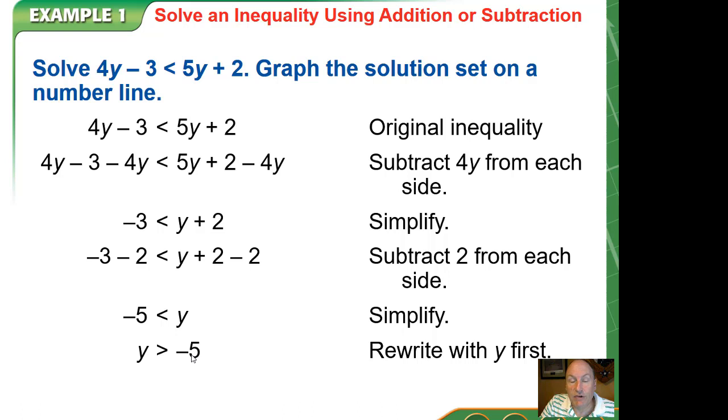So now we're going to graph this on a number line. Since there's a greater than, we're going to look at all the numbers that are on the right side of negative 5 on the number line, but not including negative 5. Now, if this was y greater than or equal to negative 5, which it's not, then we would also include negative 5, but in this case we don't.